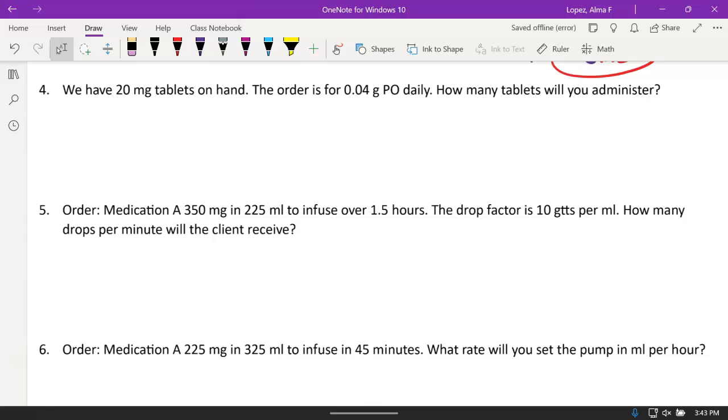Number 4, we have 20 milligram tablets on hand. The order is for 0.04 grams by mouth daily. How many tablets will you administer? Anytime that you have a tablet problem, the formula is give over got. What do we want to give? What was the order? The order is for 0.04 grams daily.